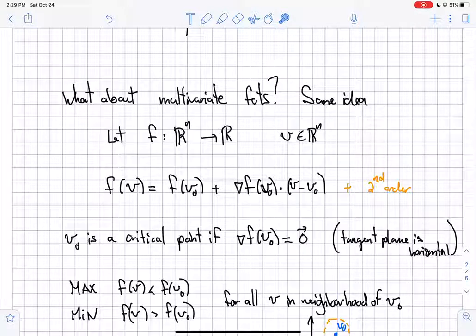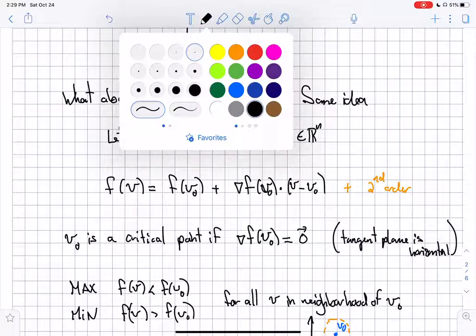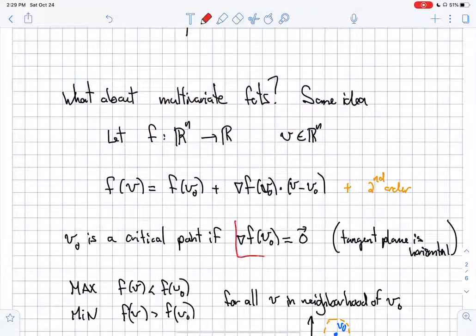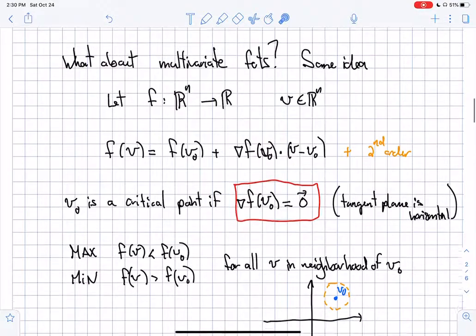It depends on the direction of V, and so we ask that this is a critical point, which means that the gradient is the zero vector. In other words, that means the tangent plane is horizontal. So you're either at the top of the mountain or at the bottom of the valley, right? That's being a critical point. Okay, now everything then relies on the second order.